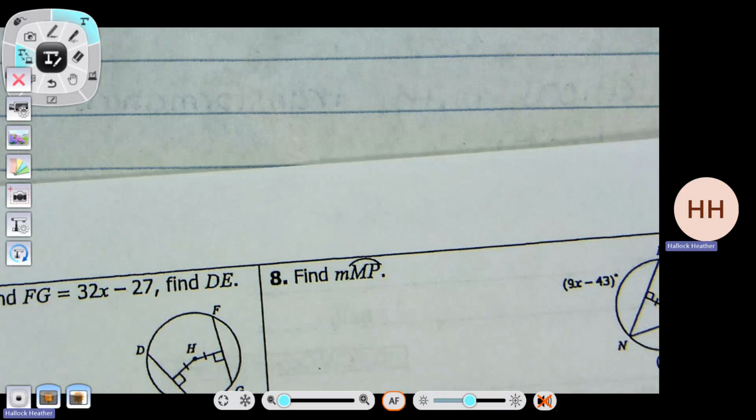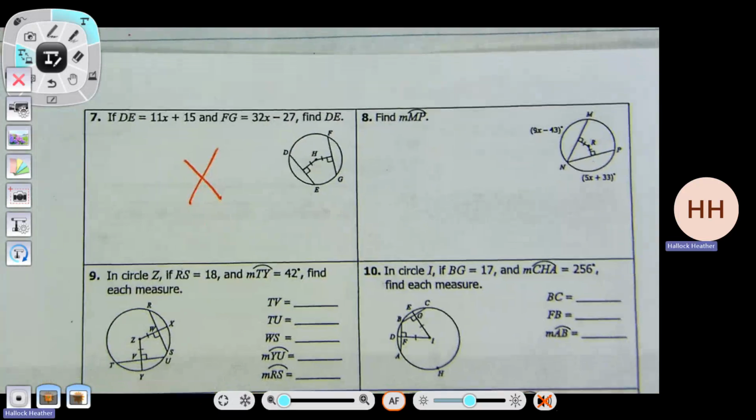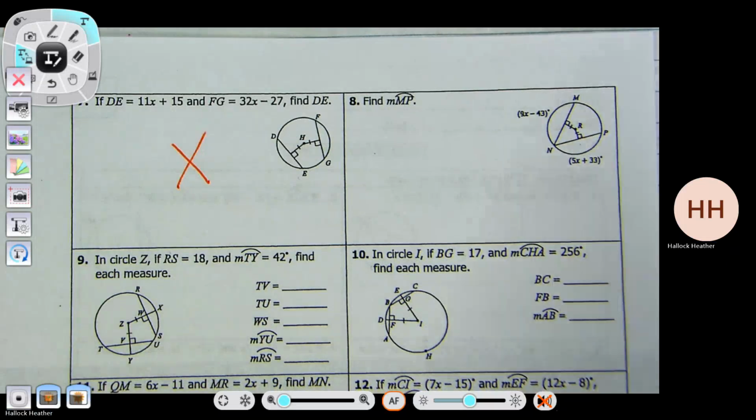Okay, let's skip 7. Let's go to 8. So like I said, we're skipping a lot. Skip 7. Okay, so for number 8, take a second, look at what you got.